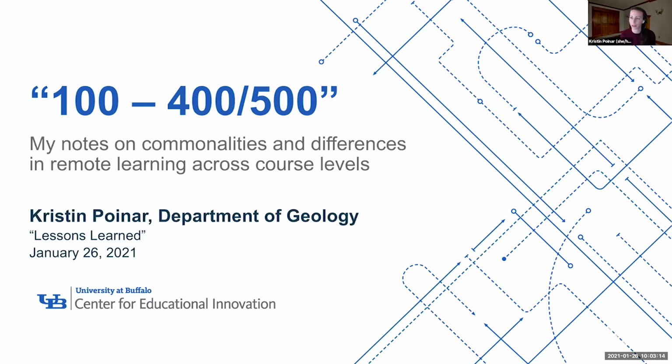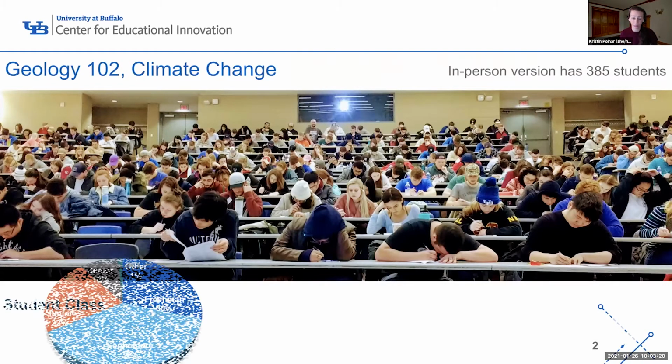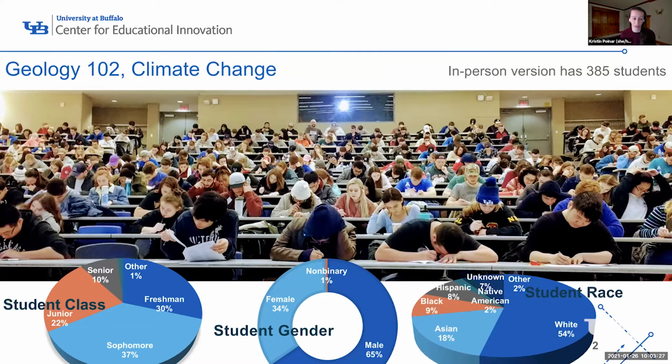The introductory course that I taught in the spring is Geology 102, Introduction to Climate Change. It's 385 students, and as everyone knows, we abruptly went online mid-semester. All levels of students take this class, so about two-thirds are freshmen or sophomores, about one-third are upperclassmen or non-degree students, students of other types. Strangely enough, the gender was not 50-50, which I was surprised to discover when I pulled these statistics. Apparently, I have significantly more men in the class than women. So I kind of wonder if something's wrong with these statistics because I honestly never noticed that before. So always good to preface your talk with, there might be something wrong with my data.